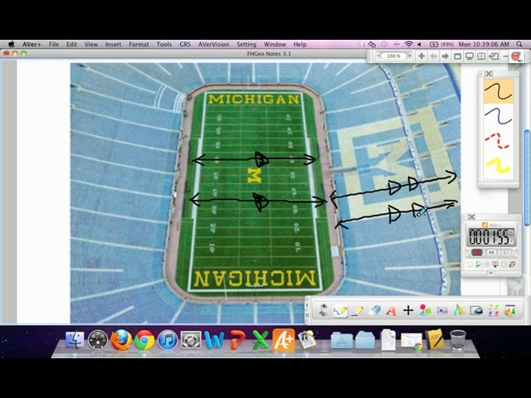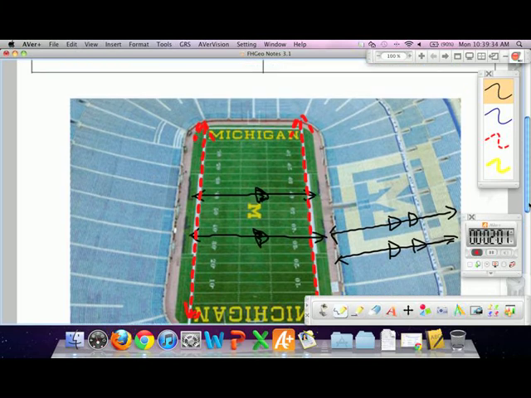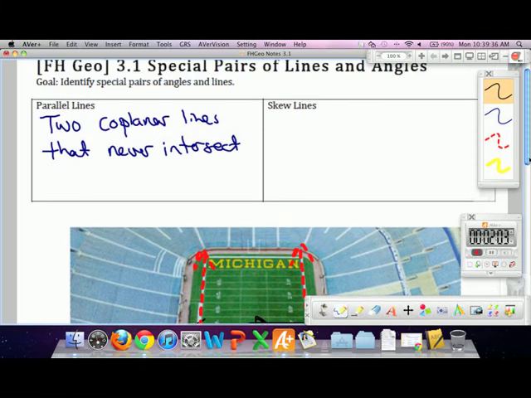The two eyes in Michigan. Another special relationship that we aren't going to deal a ton with in this class is, we're going to focus mostly on what's called two-dimensional geometry, like flat spaces. But they do come up.